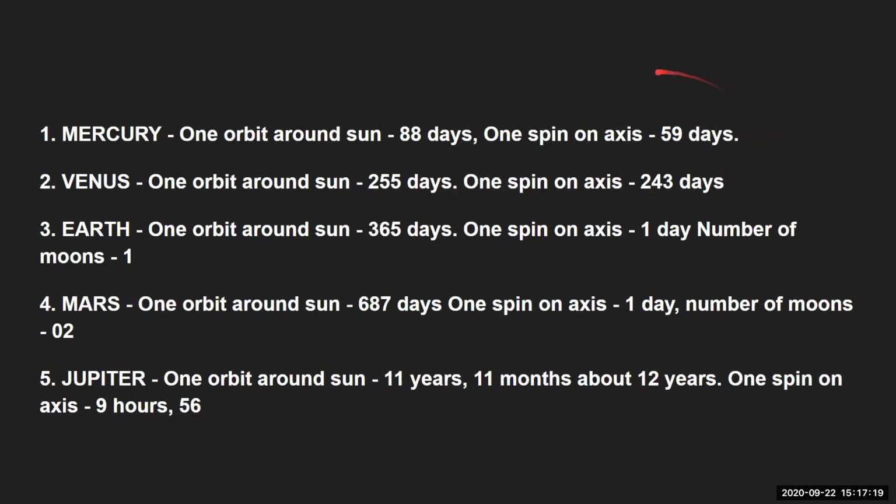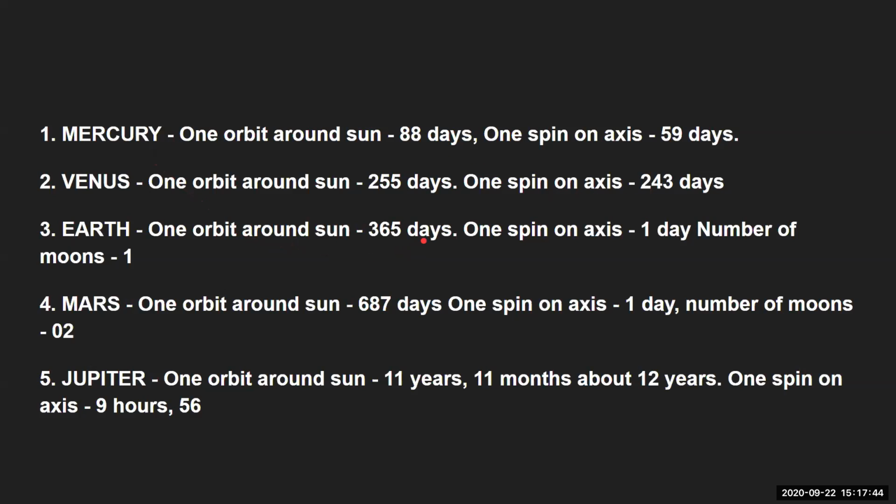But its one day is about 59 days. Our Earth takes 24 hours for a day, but Mercury takes 59 days. Venus takes 255 days for the year and 243 days for a day.